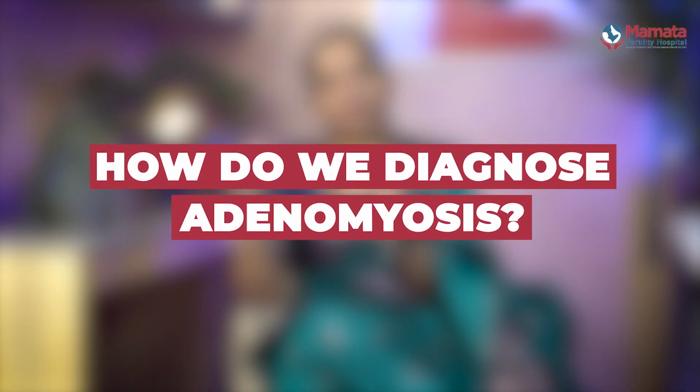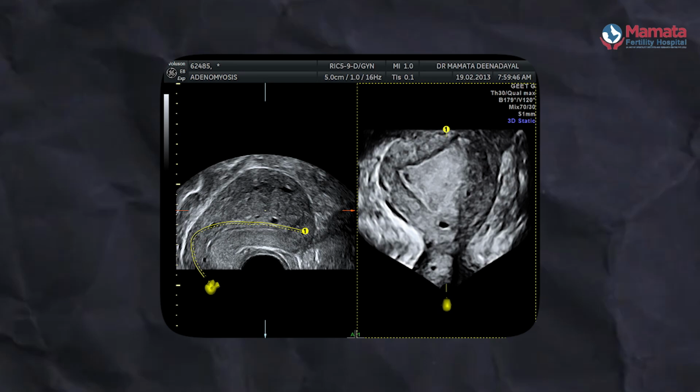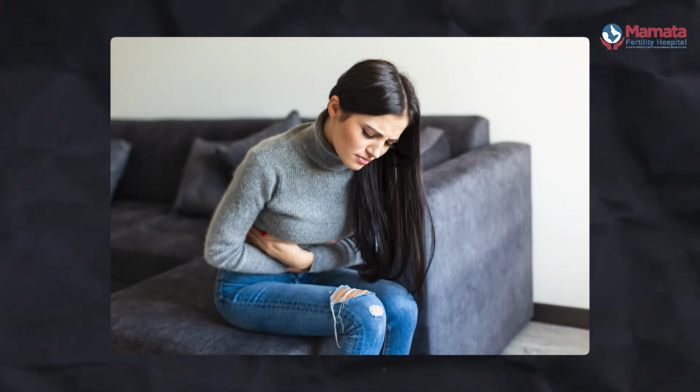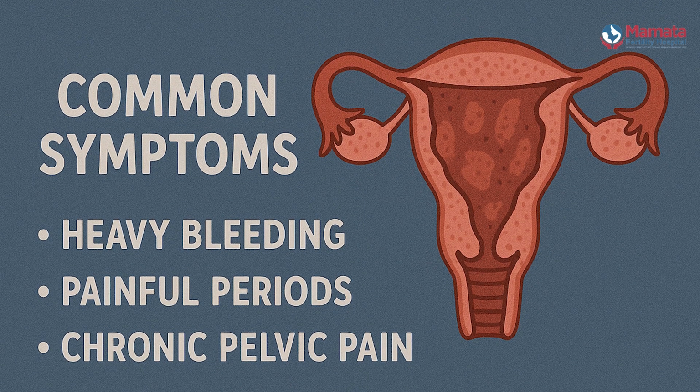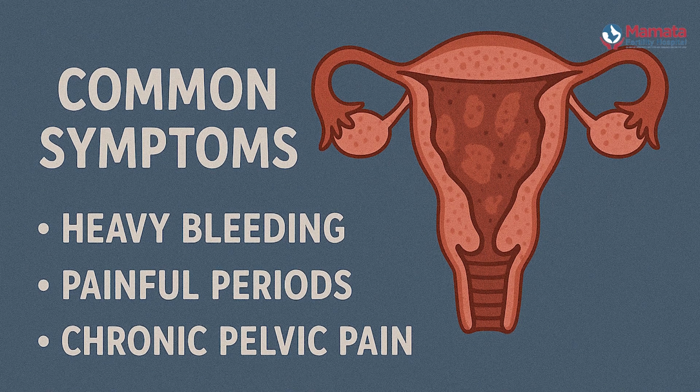So how do we diagnose this condition called adenomyosis? Adenomyosis is diagnosed on ultrasound, based also on suspicion that there may be adenomyosis based on the patient's symptomatology. So if the patient is having adenomyosis, commonly they have severe pain during periods, they may have very heavy bleeding, they may have a constant chronic lower abdominal pain.